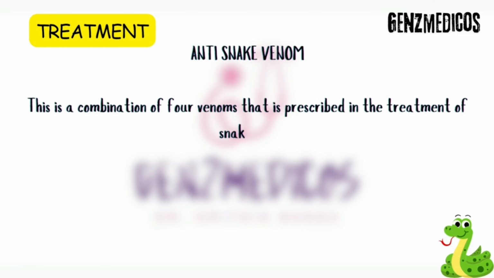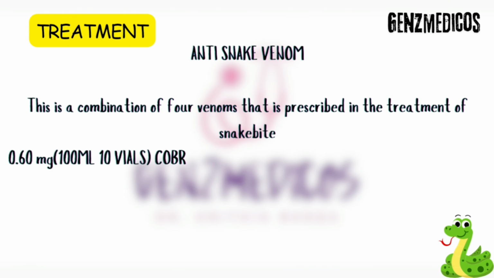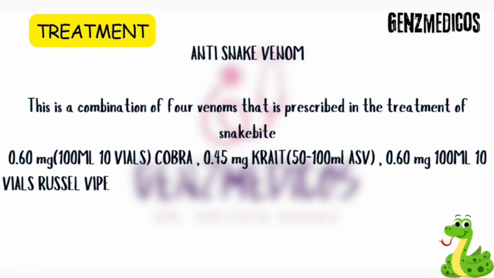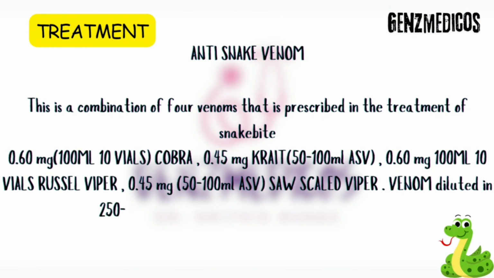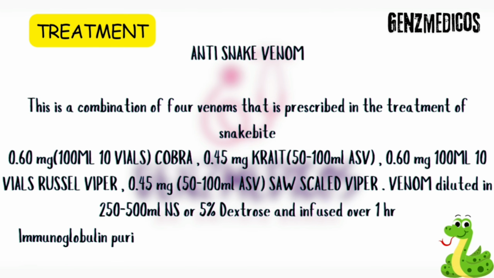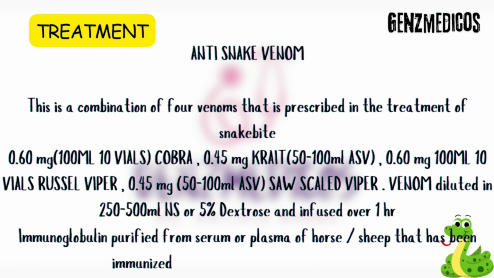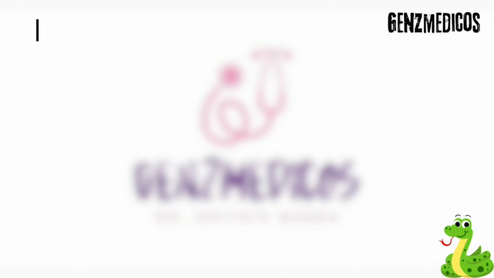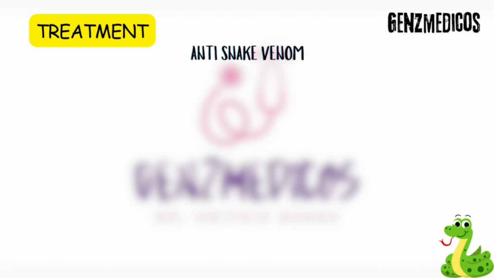Now in case of treatment, this is a combination of 4 venoms: cobra, krait, then we have Russell viper, and then we have saw-scaled viper. Now this is the mg dosage. It's not important for now, you can read this afterwards. But how you will give it, like 250 to 500 ml NS you will give. So this you can study later by pausing it.